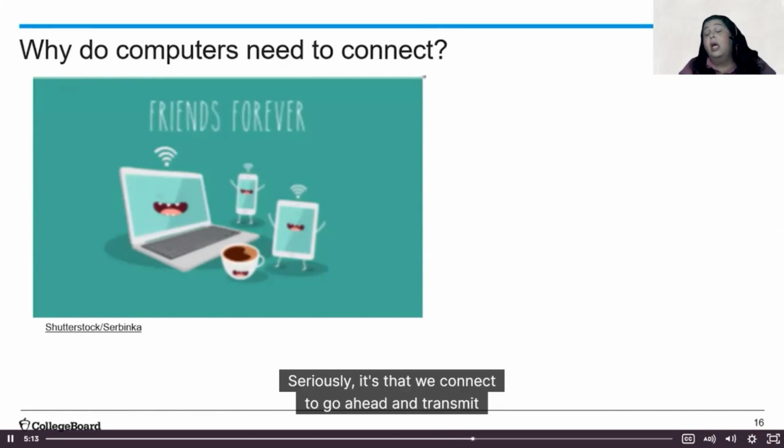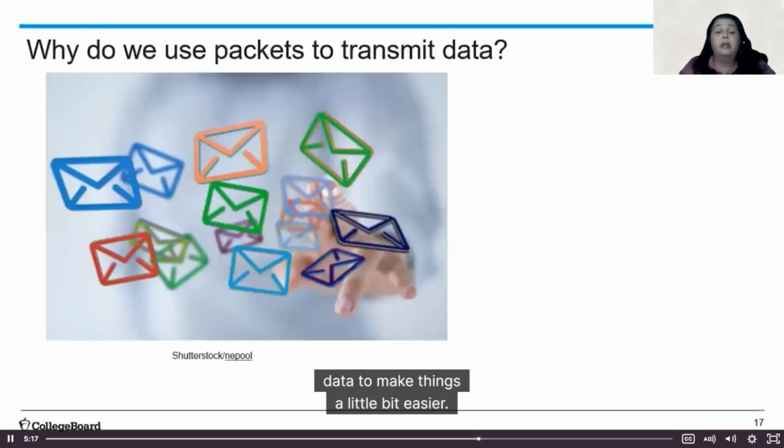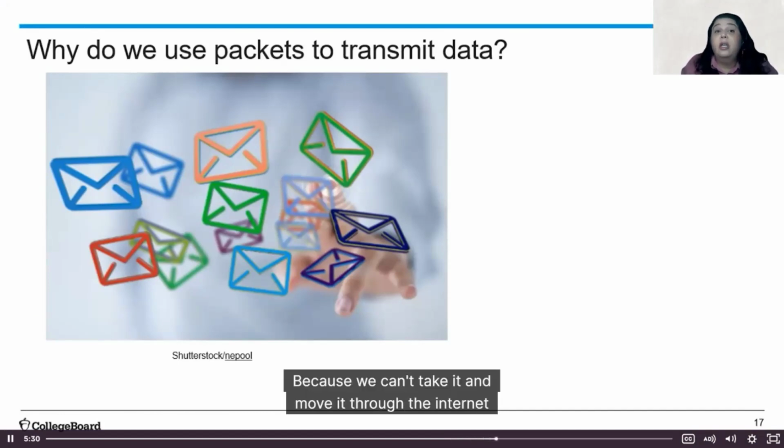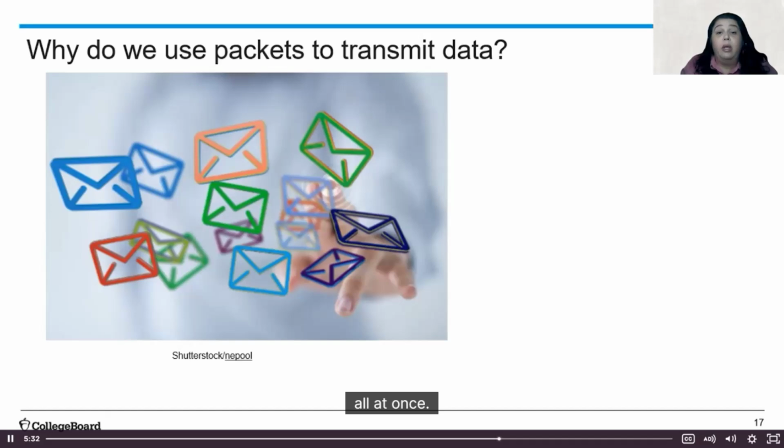But no, seriously, we connect to transmit data to make things a little bit easier. We use packets to transmit this data. Remember, it's like that jigsaw puzzle. We're taking a piece of that data and we're kind of throwing it in an envelope and sending it along, because we can't take it and move it through the internet all at once.